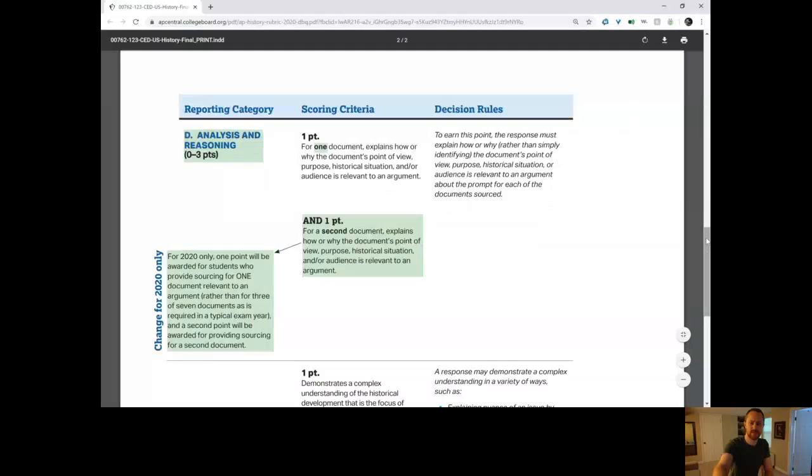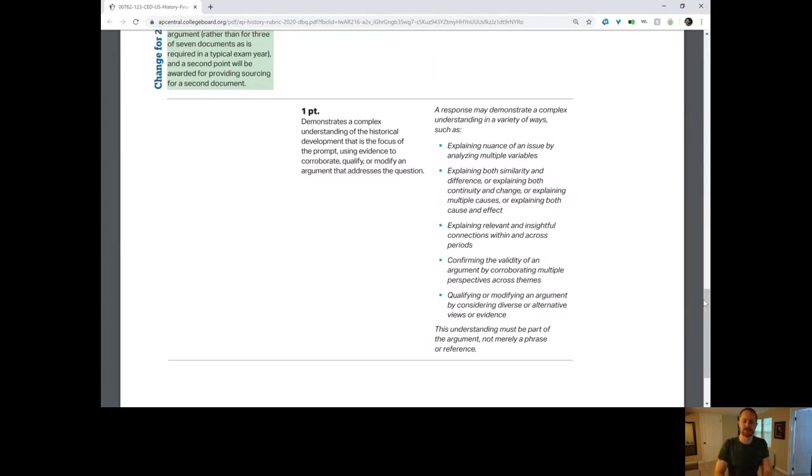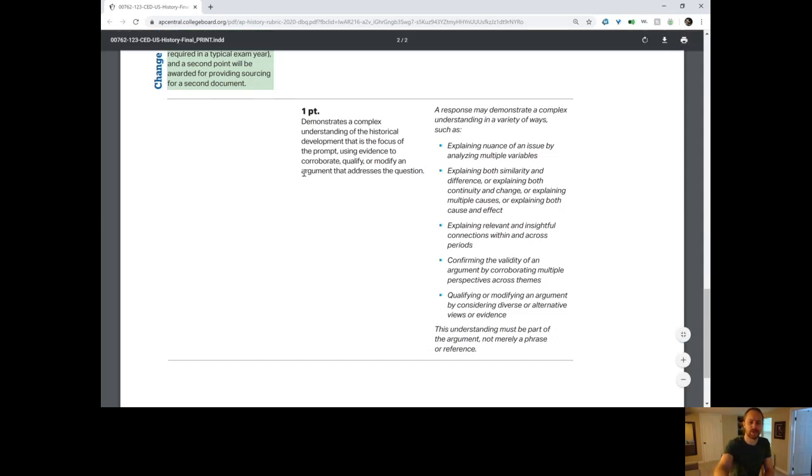Okay, let's look at analysis and reasoning point number 3 together real quickly. And again, this is the same exact language that was used in the previous rubric, except it was analysis and reasoning point number 2. It says that you are able to demonstrate a complex understanding of the historical development that is the focus of the prompt, using evidence to corroborate, qualify, or modify an argument that addresses the question. Let's just stay on that last part here.